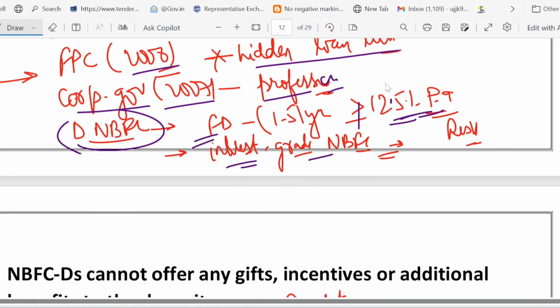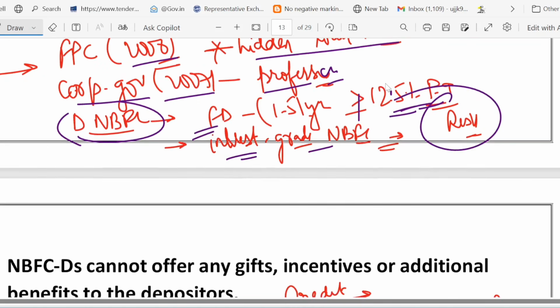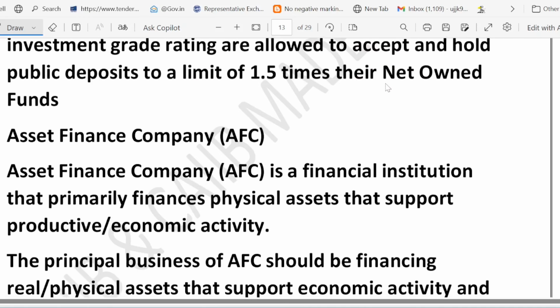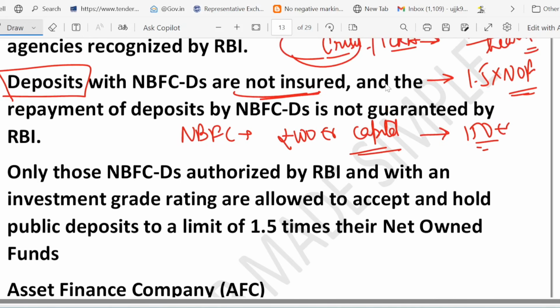And there are some risks also involved. I talked to you about risk, that no insurance is there. Like in the case of a savings deposit of a bank, you will get insurance which is offered by DICGC, but in the case of NBFC, no insurance is there. Okay, so these are the risks that you are exposed to, and that is all about today's lesson. I have clearly summarized all the key facts.